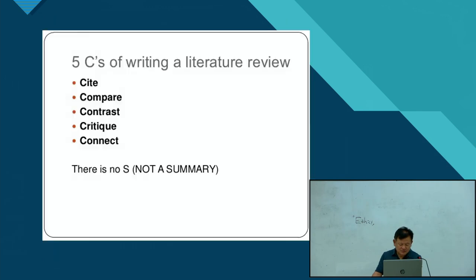Also last week I talked to you about this 5C, very important for writing literature. Cite. Cite means reference and bibliography. And compare. What is the difference then? Contrast. Critique. And finally we need connection. Connection, same thing. Okay?